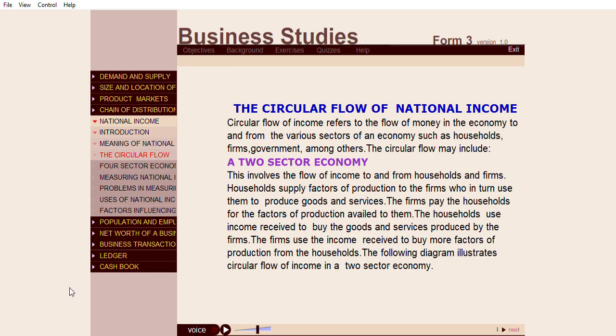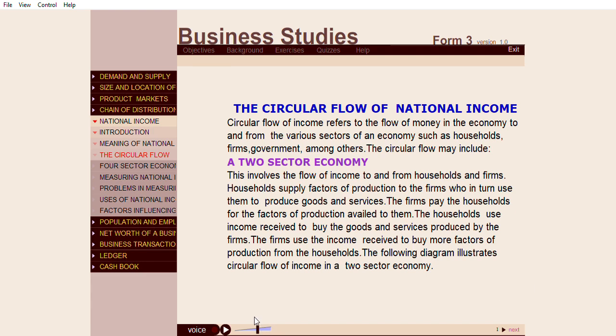The circular flow of national income. Circular flow of income refers to the flow of money in the economy to and from the various sectors of an economy, such as households, farms, government, among others. The circular flow may include a two-sector economy. This involves the flow of income to and from households and farms.